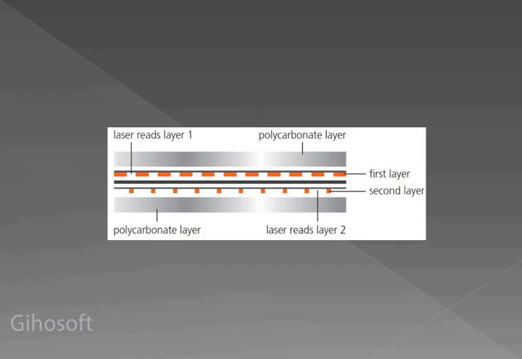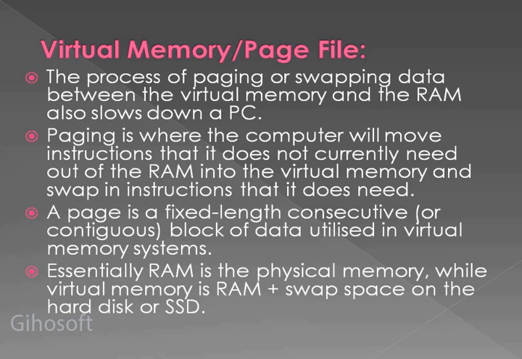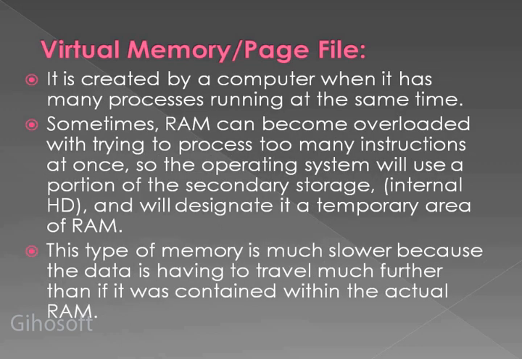The next one which we have is virtual memory or a page file. The process of paging or swapping data between the virtual memory and the RAM is known as paging. It is also known as a page file, and it is created by a computer when it has many processes running at the same time.